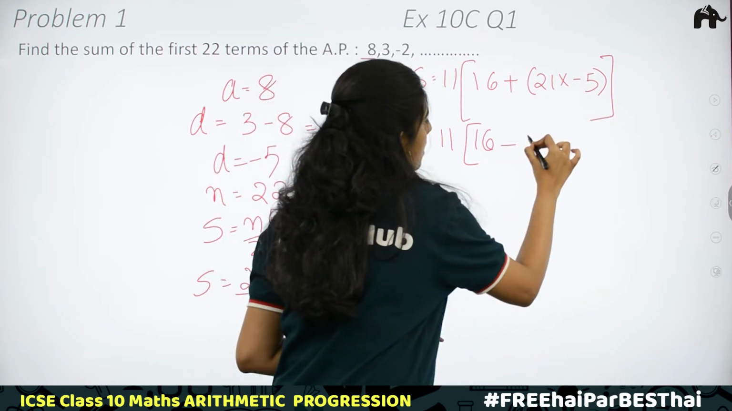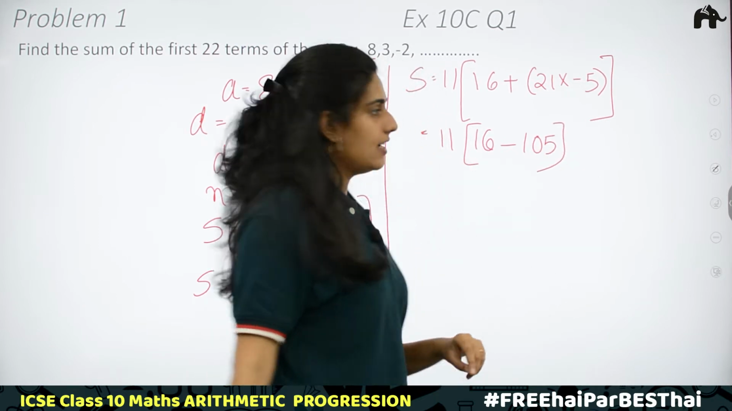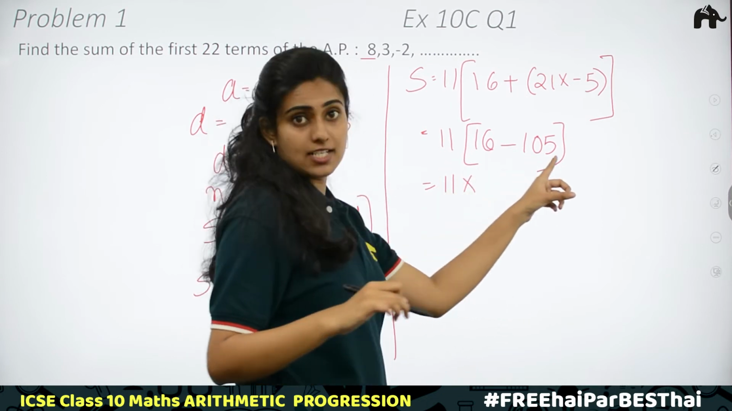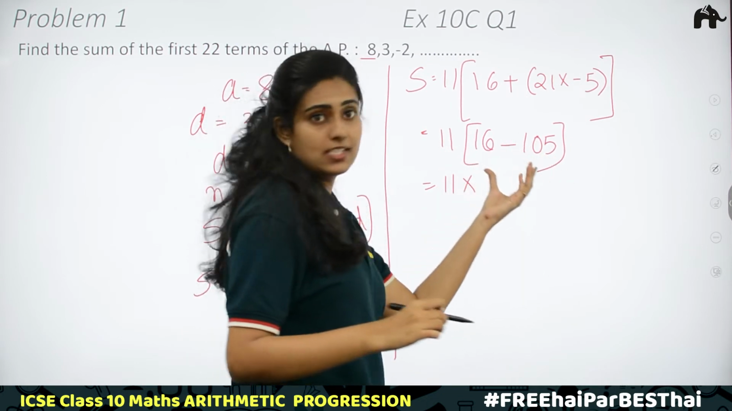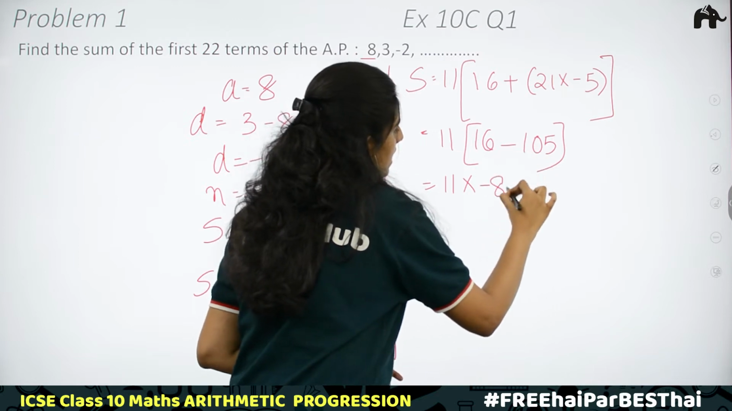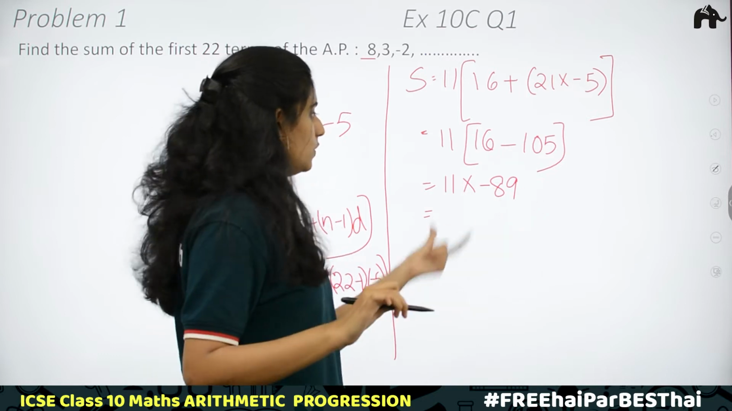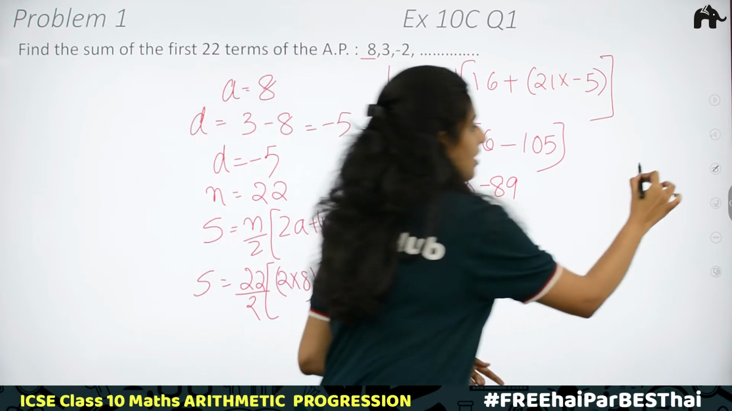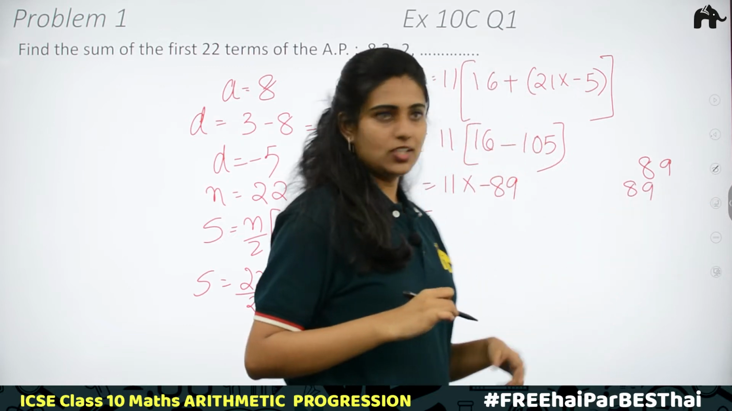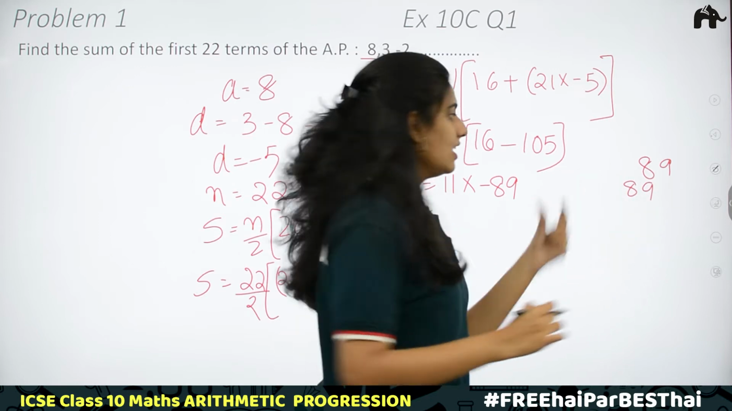What do we get? Minus 105. 11 into 16 minus 105. 105 minus 16 we get 89. Here we have a negative, minus 89. That is equal to 11 into 89. How do we find 11 into 89? We have to write 89, again 89. Okay, this is how we can multiply with 11. Write 89 and again 89.